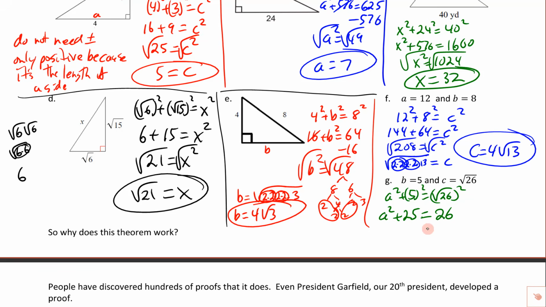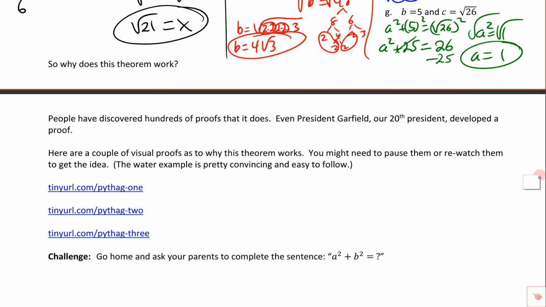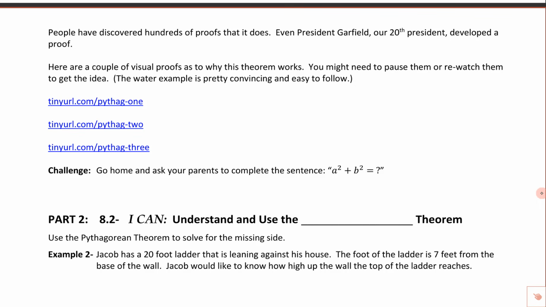Look how nice this is to solve. We're just going to subtract 25. So we get a squared equals 1 and take the square root, and we get a equals 1. So as ugly as that number was, we end up with a really nice answer here. Now I'm going to flip the page over and I'd like you to do the same.